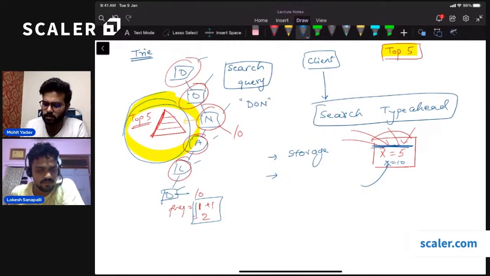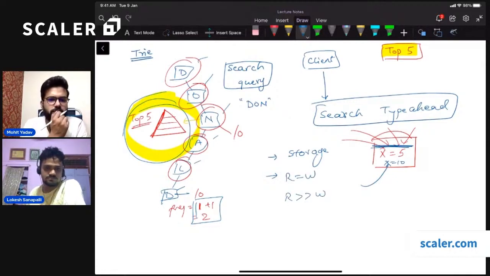So my problem is how to make this a read-intensive system, where reads are much greater than W, writes. I want reads to be much greater than writes. What is a way to do that?